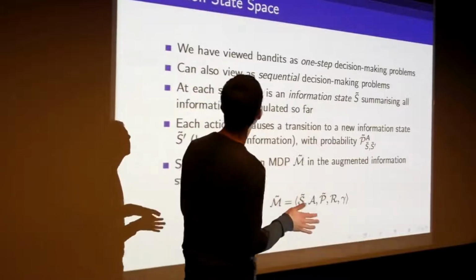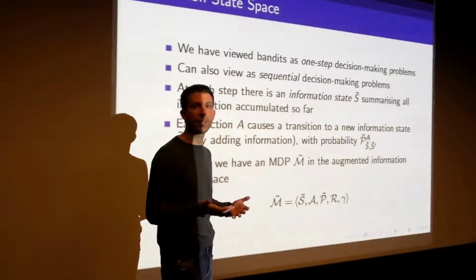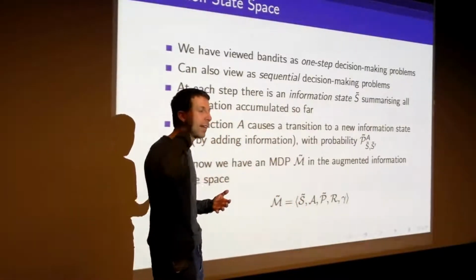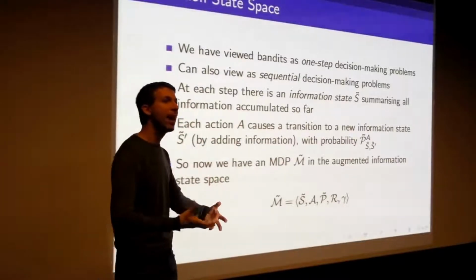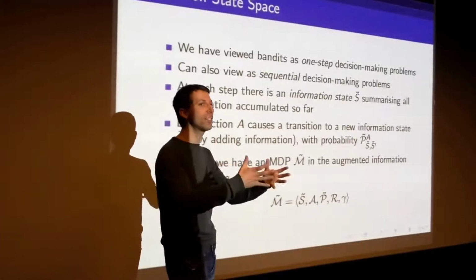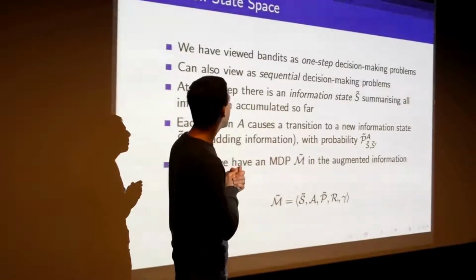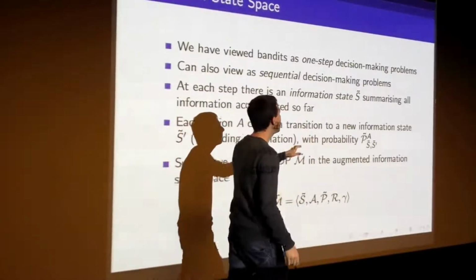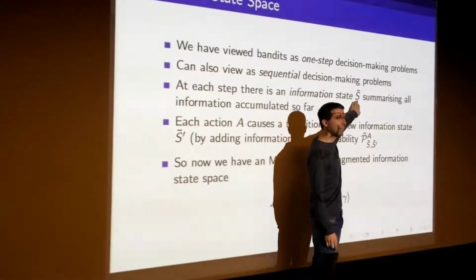The way we can do this is to think of an information state space. We're going to transform our bandit problem back into an MDP, into a sequential decision-making problem. And the way we're going to do this is we're going to think about an information state, this S tilde thing here.